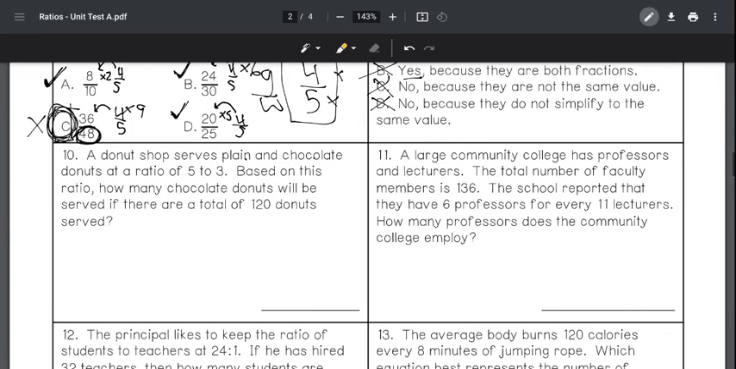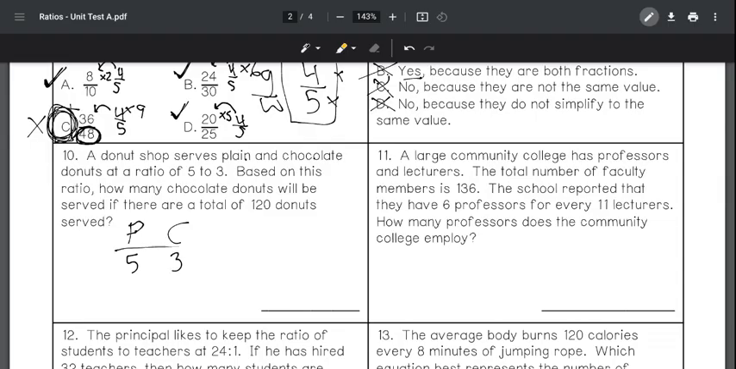All right, 10 and 11. A little bit more work involved in these two problems. A donut shop serves plain donuts and chocolate donuts at a ratio of 5 to 3. Based on this ratio, how many chocolate donuts will be served if there are a total of 120 donuts served? So here's our total.